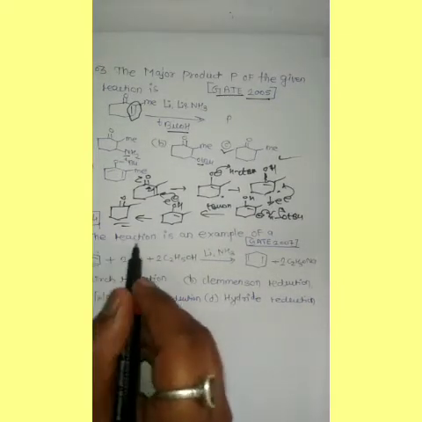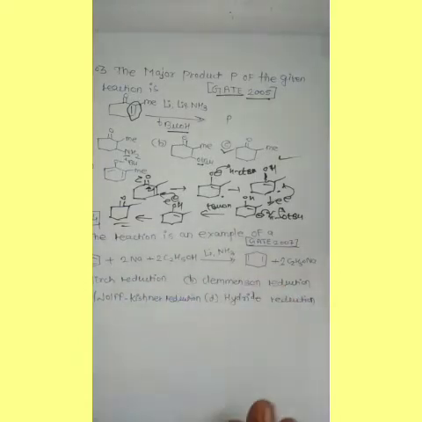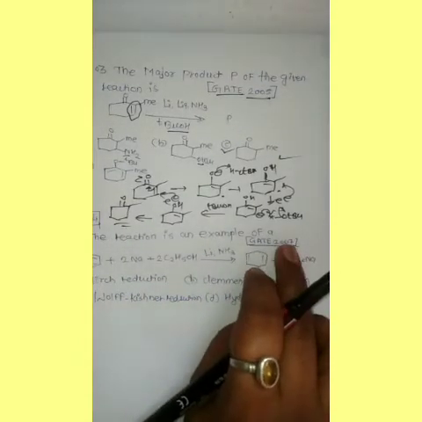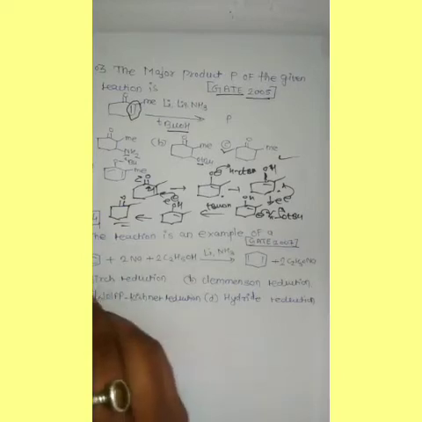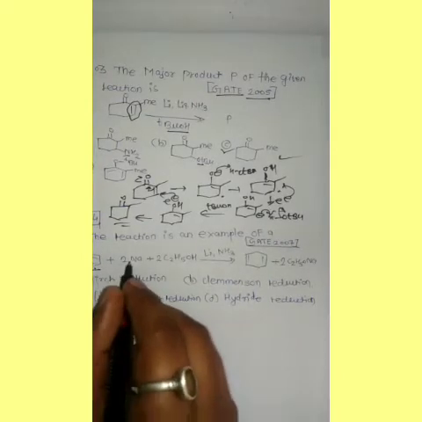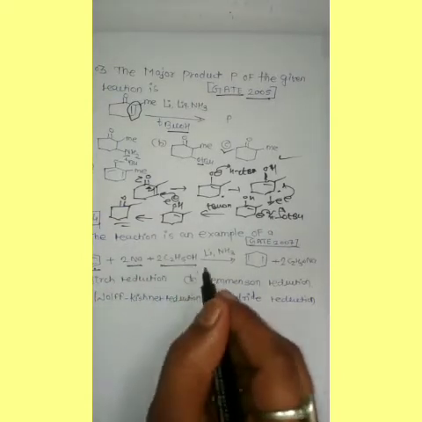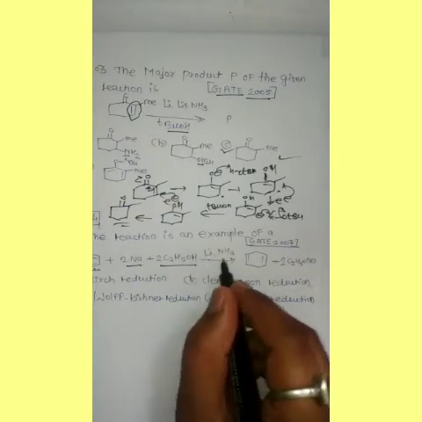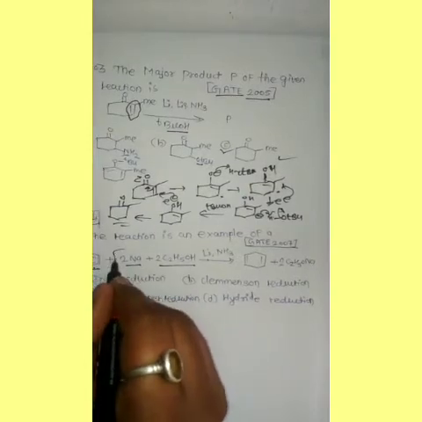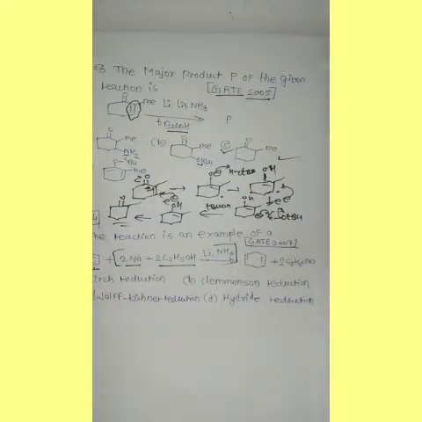Now see question number 4. The reaction is an example of, asked in GATE 2007: benzene plus sodium or lithium in liquid ammonia with 2 molecules of alcohol. This total condition is for the Birch reduction. So option A is the correct answer.